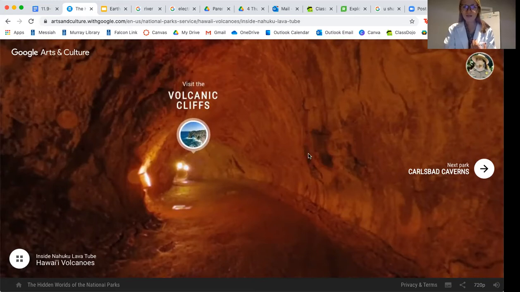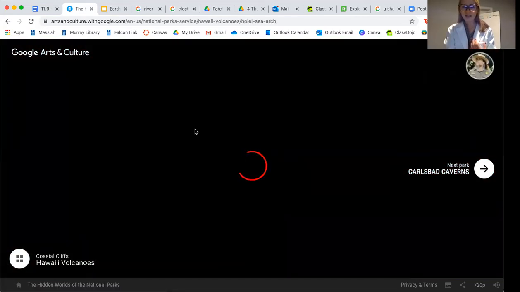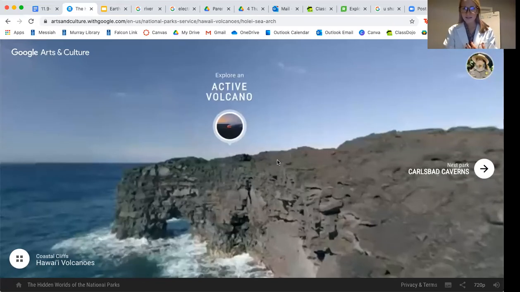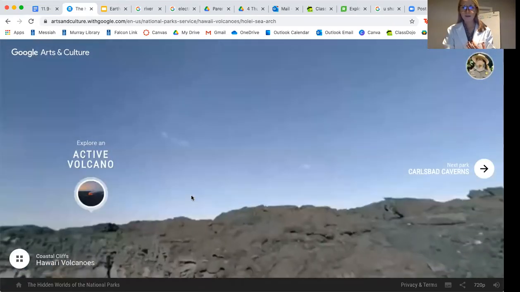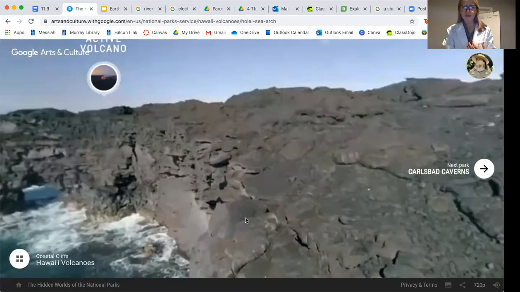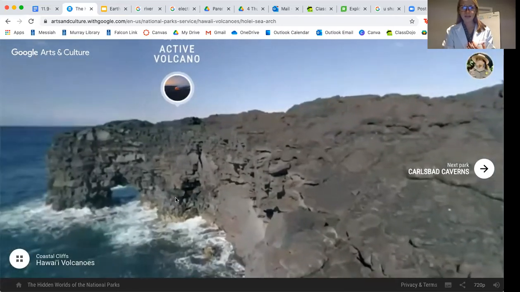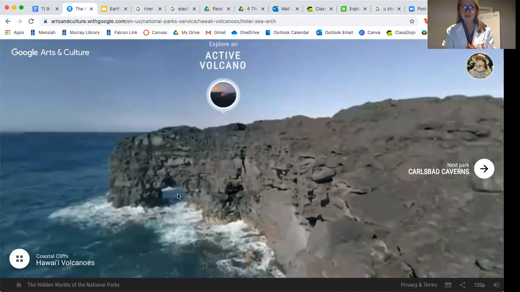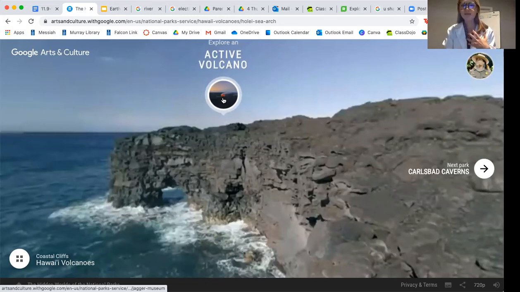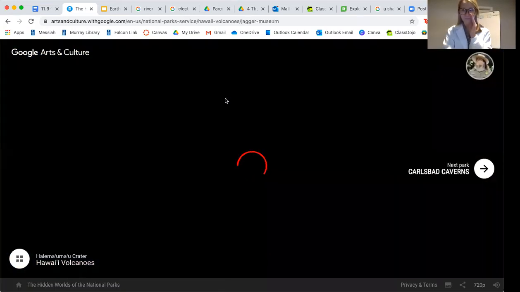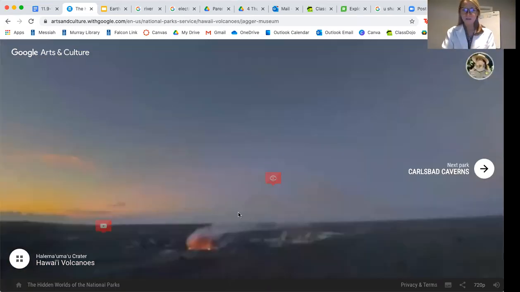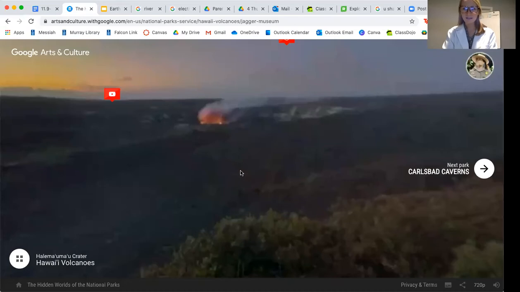Here we see the volcanic tube. Now let's see the volcanic cliffs. These different parts were formed from the volcano erupting. And here I see evidence of some erosion, how the water broke away at the rocks to create a mini tunnel. Now let's really get to the cool part, the active volcano. Check it out.